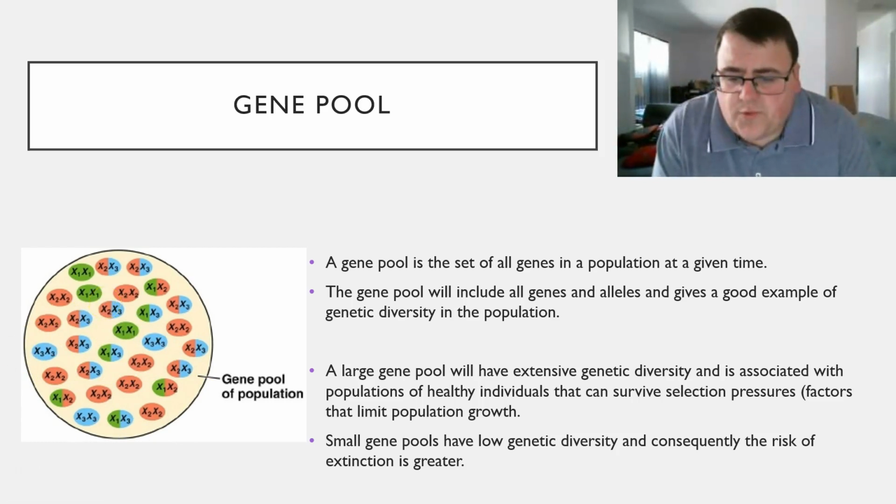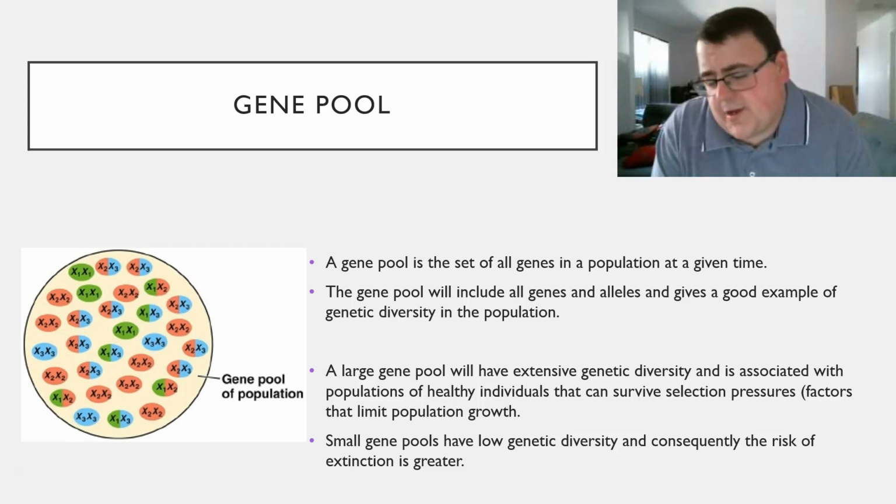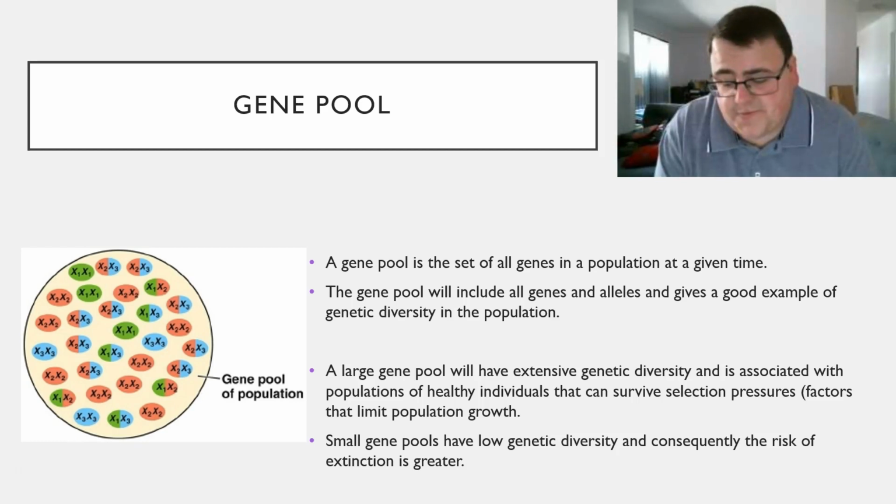Obviously, a large gene pool will have extensive genetic diversity, and therefore it's going to have populations of healthy individuals that will be able to survive selection pressures. Remember, selection pressure is just a factor that limits population growth. Whereas a smaller gene pool is going to have low genetic diversity, and consequently the risk of extinction is greater because they've got less chance of surviving those selection pressures.